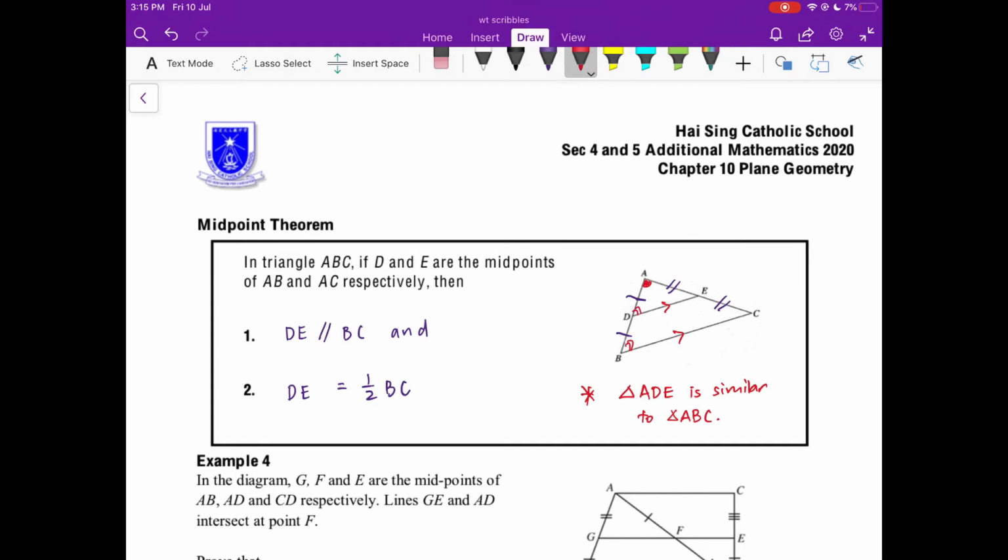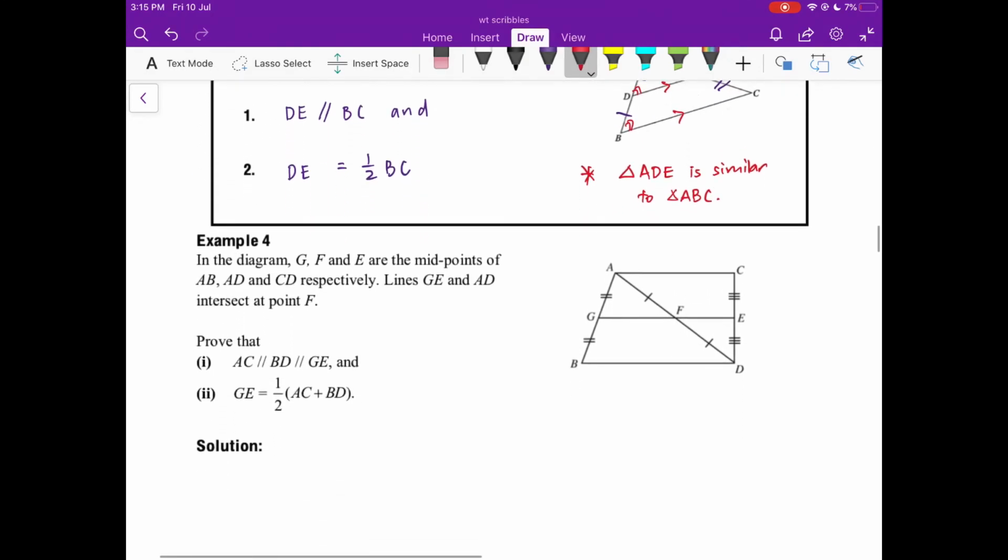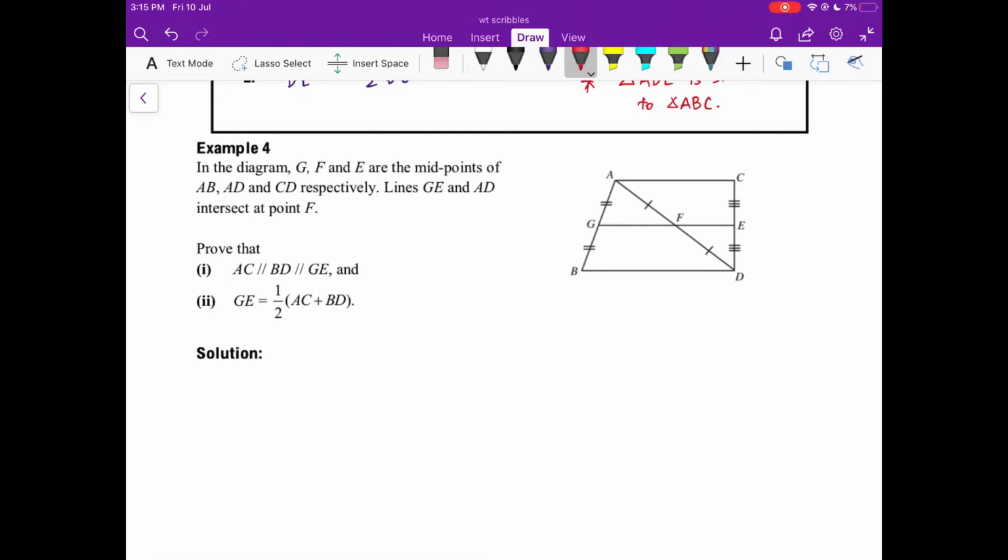Now let us take a look at the example. In this diagram, G, F, E are midpoints of AB, AD, and CD. They have actually marked out the equal lengths for you already. The line GE and AD intersect at point F. So how to prove that AC is parallel to BD and it's also parallel to GE?